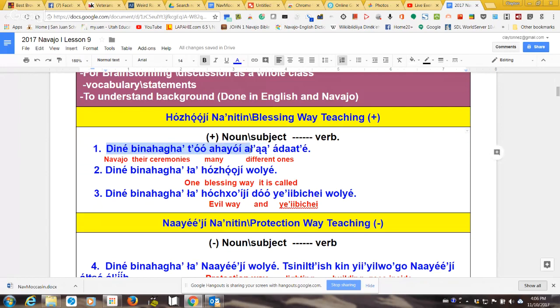And the last word, ash, ata, eh. Many different kinds of ones. Okay, and the many makes it so you have to put a plural in the verb, and the verb is adat, eh. The ones that are kind of like different ones. And let's go to the next one.